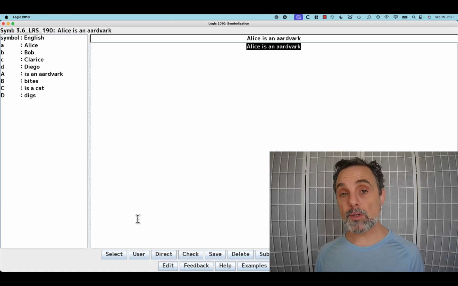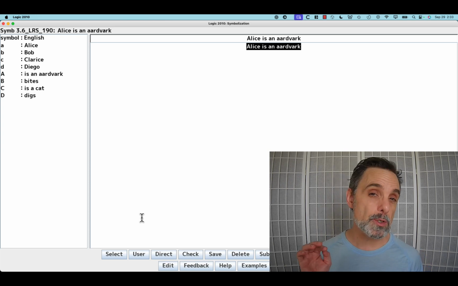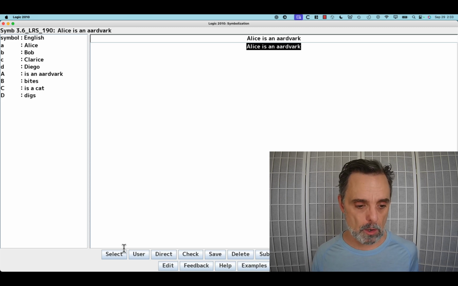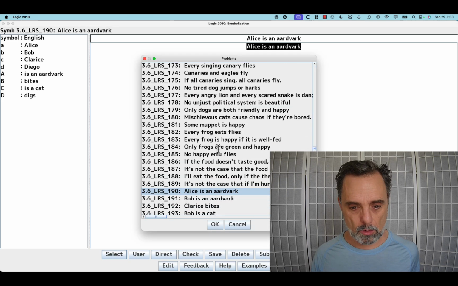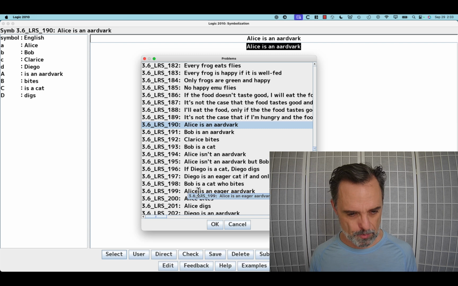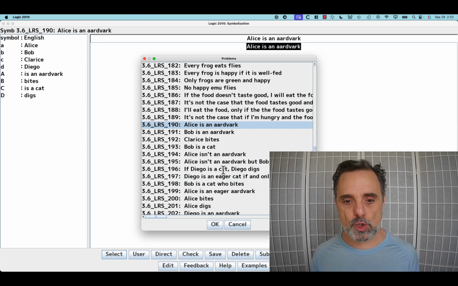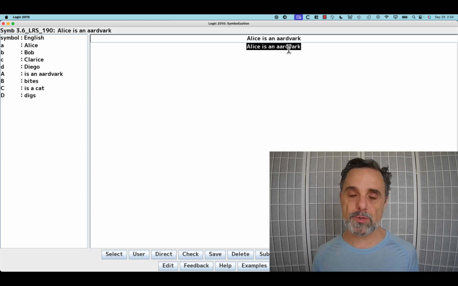I'm going to do some examples now in the symbolization module in Logic 2010, so you should pause the video and open up the logic program, then you can follow along with me, and we'll look at 190 up through probably 197 or 198, something like that. So we'll go through some more complicated problems as we proceed.